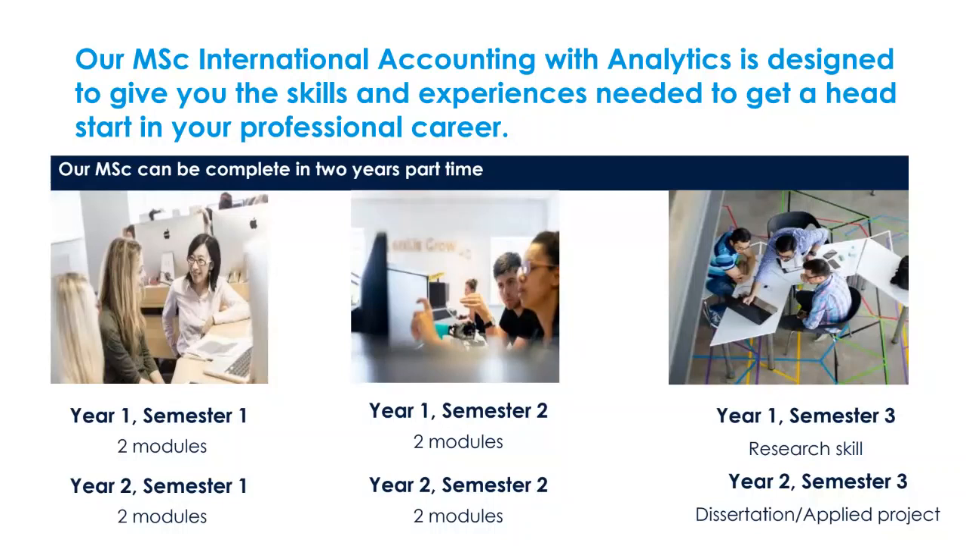Then you'll come into year 2, and in semester 1 you'll do your other 2 semester 1 modules, and so on and so forth. And by the time it comes to year 2, semester 3, that's when you'll be actually starting to write up your dissertation or your applied research project. And as I say, that's an 8,000 word document, and you'll get plenty of guidance, and you'll have a supervisor allocated to you to enable you to do it.